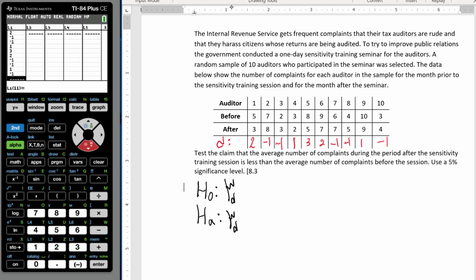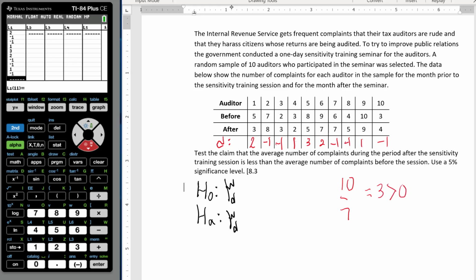So here's how I would approach this. Let's say an auditor has 10 complaints just before they do the training. And if the training works, you would expect the number of complaints to be reduced. So let's put a number that is less than 10. So we assume that the number of complaints will be less than 10. So let's make it 7, for example. So here's what you need to do. Subtract 10 minus 7. 10 minus 7 is 3. And then ask yourself, is 3 positive or negative?